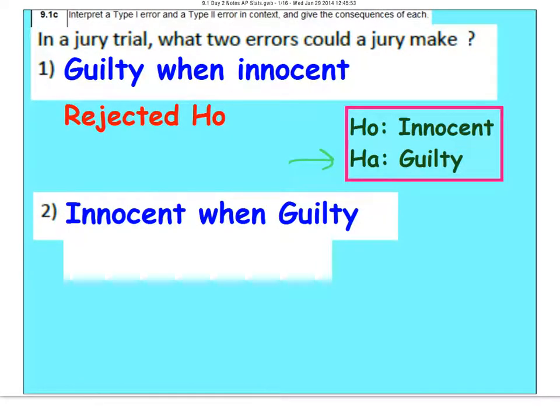So if they conclude H sub A, it means we rejected H sub O when we should not have. So an error that could happen in your analysis is that you actually rejected H sub O when you should have never rejected H sub O. In this case, you should have said, I failed to reject H sub O and I cannot conclude that the person's guilty. Okay, what's the second error?